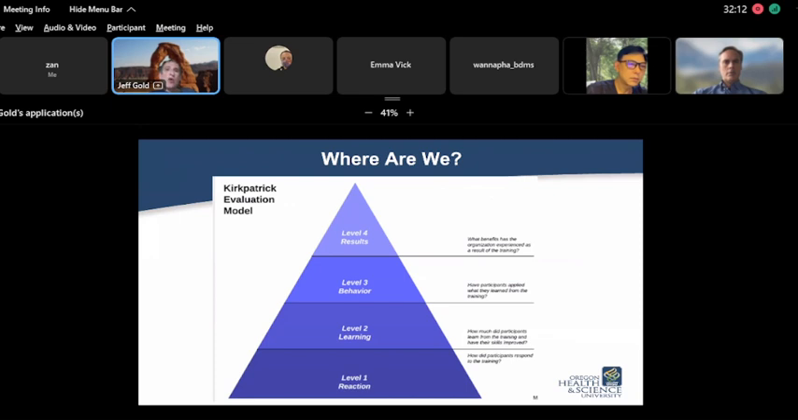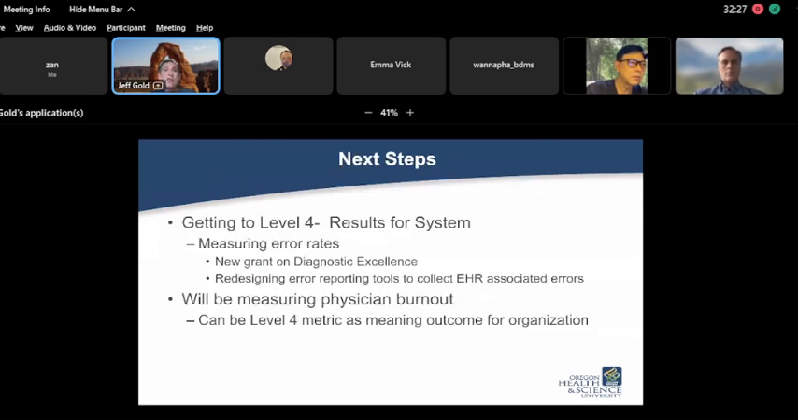So now where are we with our Kirkpatrick model? I will argue that we are at least here at level 3, that we have objective evidence that we're getting sustained change in behavior. You could argue that we're going to try to get to level 4, which is results of the system. That becomes a little more difficult because you have to measure improvement in patient outcomes, which is hard for a pure EHR skill.